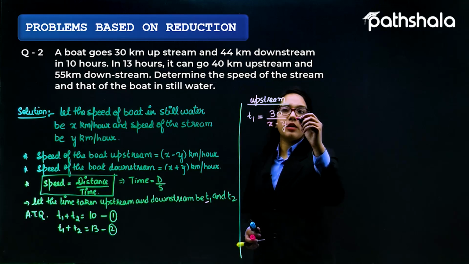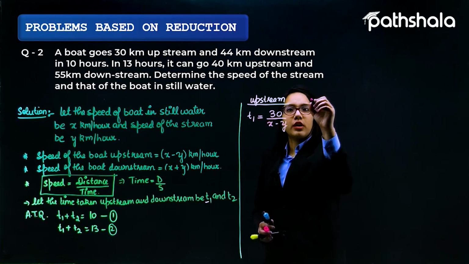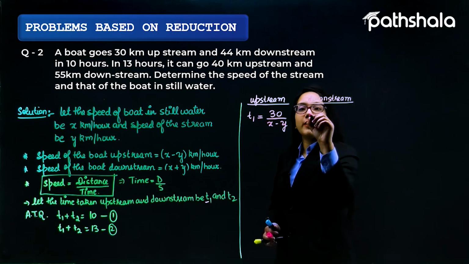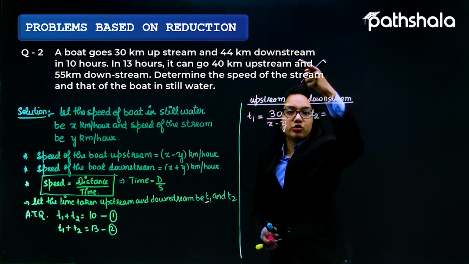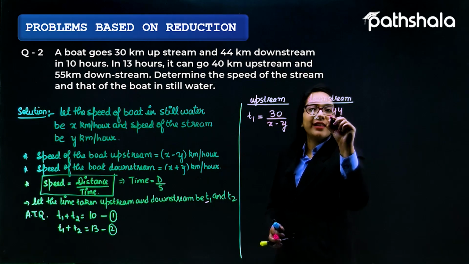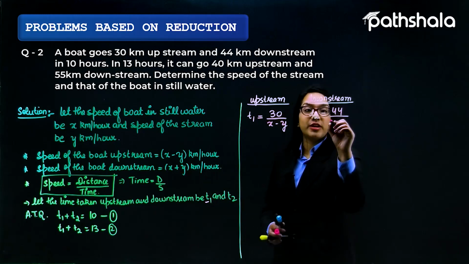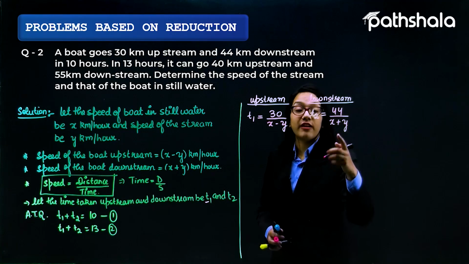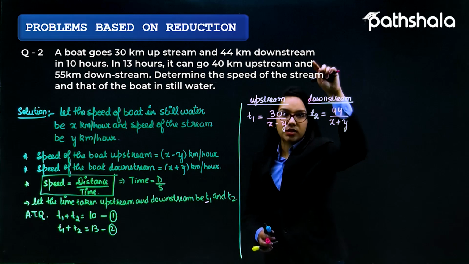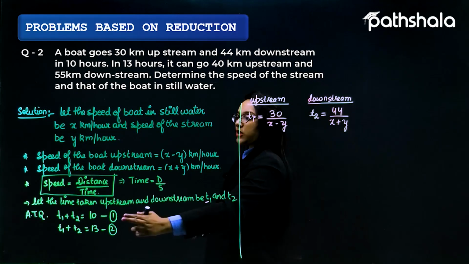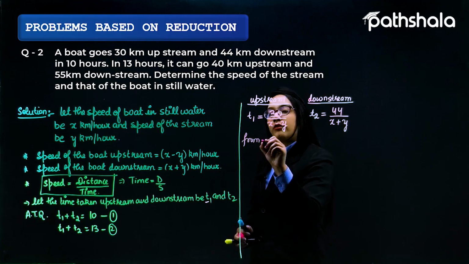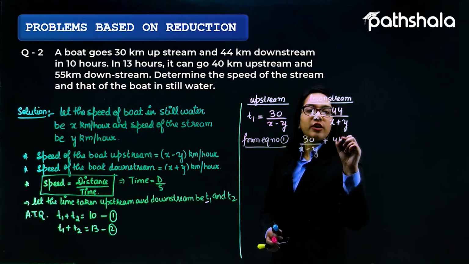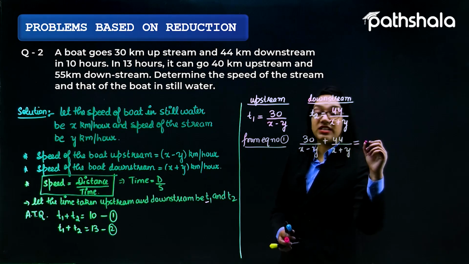And further, for the downstream condition in the first line given in the question, we have taken the time as t2, the distance as 44 km, and the speed as x plus y. So t1 is 30 by x minus y and t2 is 44 by x plus y for case 1. We have to substitute both of these values in equation number 1. From equation number 1, we can say 30 by x minus y plus 44 by x plus y is equal to 10.